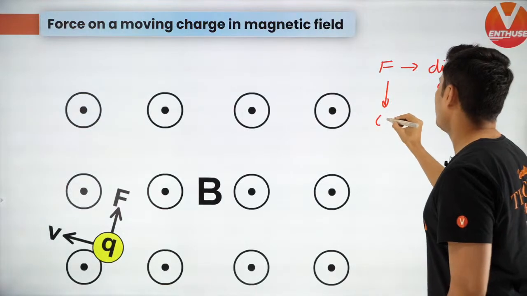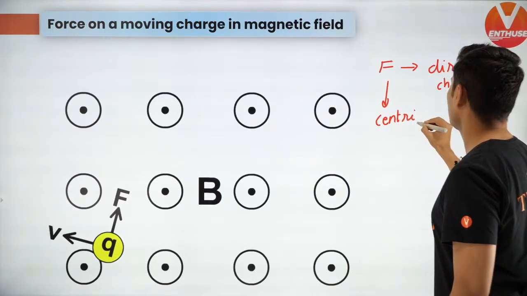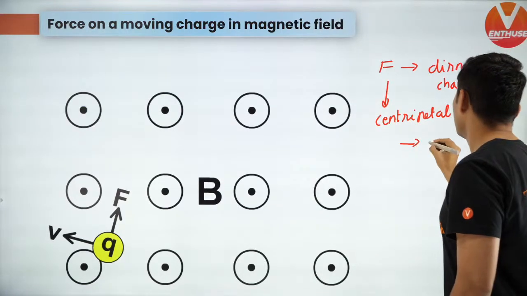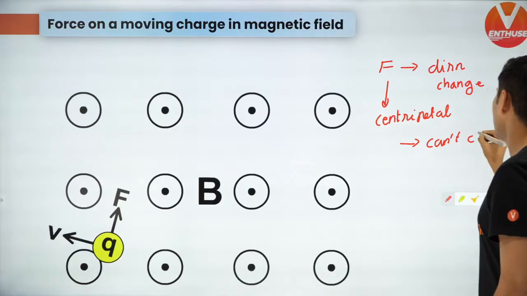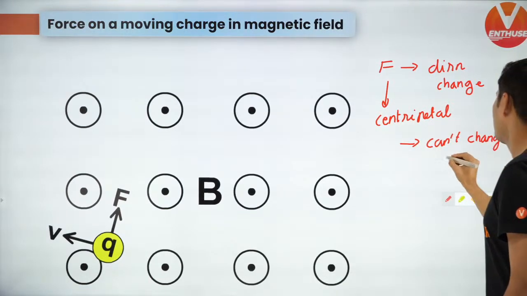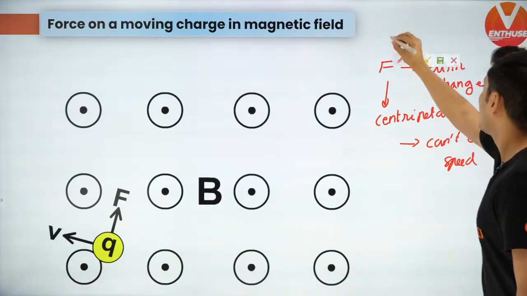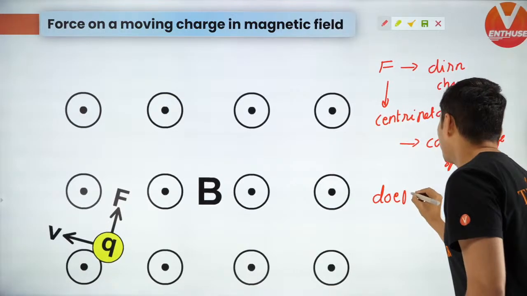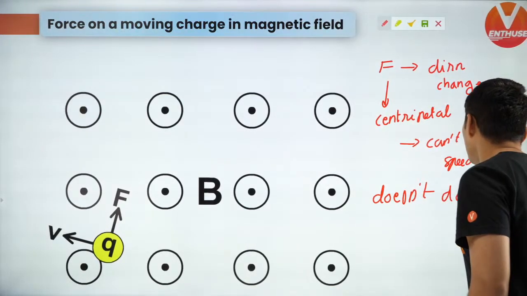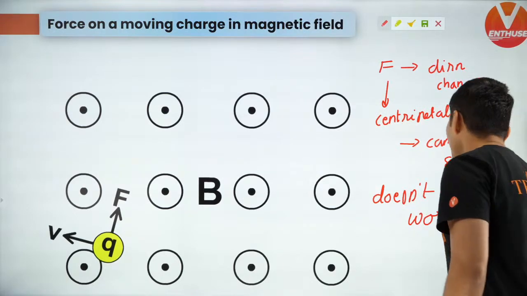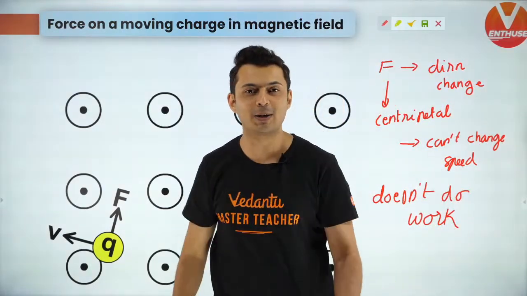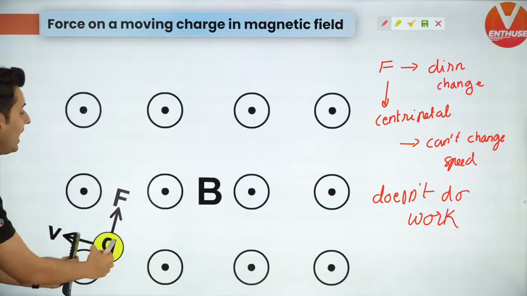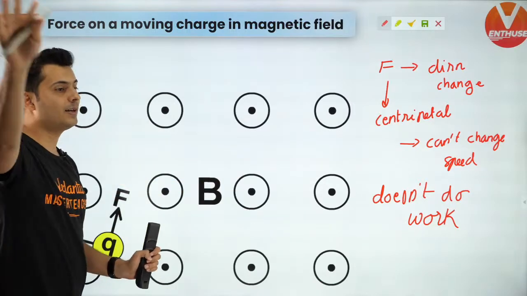This force acts like centripetal force. And lastly, I can say that it can't change the speed of the particle. And lastly, I can also say it doesn't do work. Remember, for work, if the force is perpendicular to displacement, work done is 0. So here always the force is perpendicular to the displacement, so magnetic field's force can never do work.